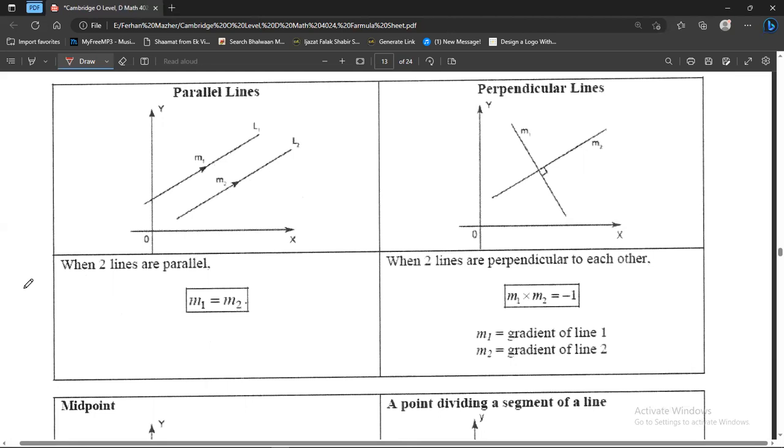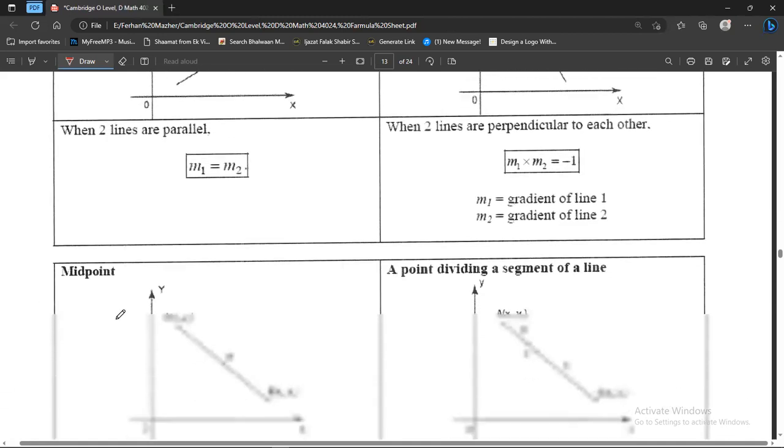For example, line 1 has gradient M1, and line 2 has gradient M2. Then the product of their gradients, M1 multiplied by M2, will be equal to -1. So here it's a very important characteristic.